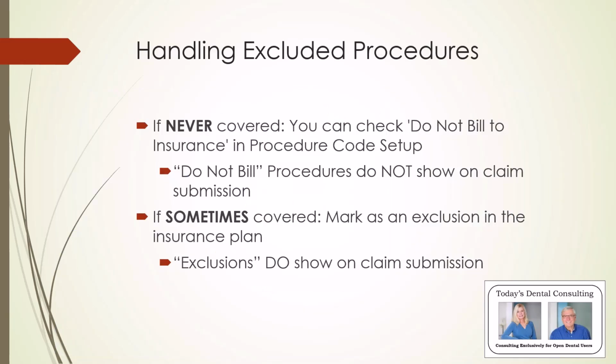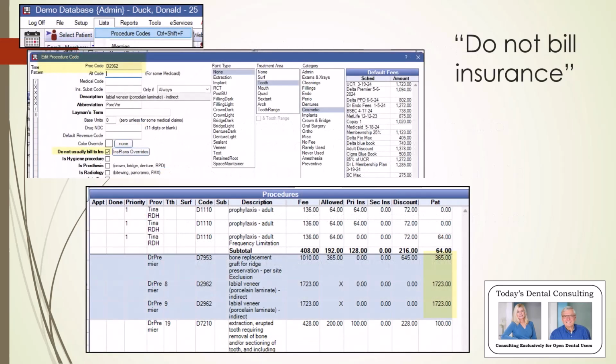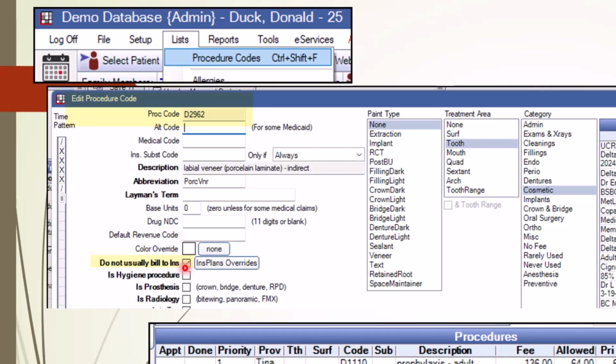So excluded procedures are never going to be covered, and there's a couple different ways that you can handle this. One is to mark the procedure as do not bill insurance. And the other way is to actually set up an exclusion, and how they're handled within Open Dental is different. To mark a procedure as do not bill insurance, we're going to go up to lists and then procedure codes, and then we're going to enter the procedure that we're interested in. In this case, it's a porcelain veneer. And we're going to check this little box right down here. By default, this is not checked. We're going to say, okay, for this procedure, do not bill the insurance.